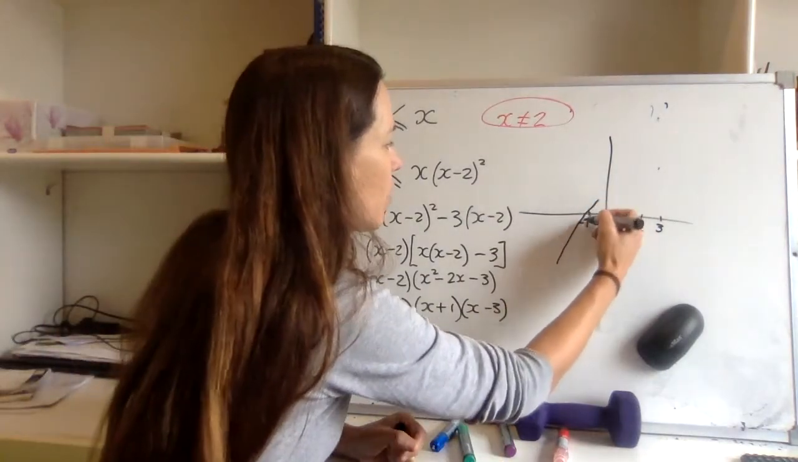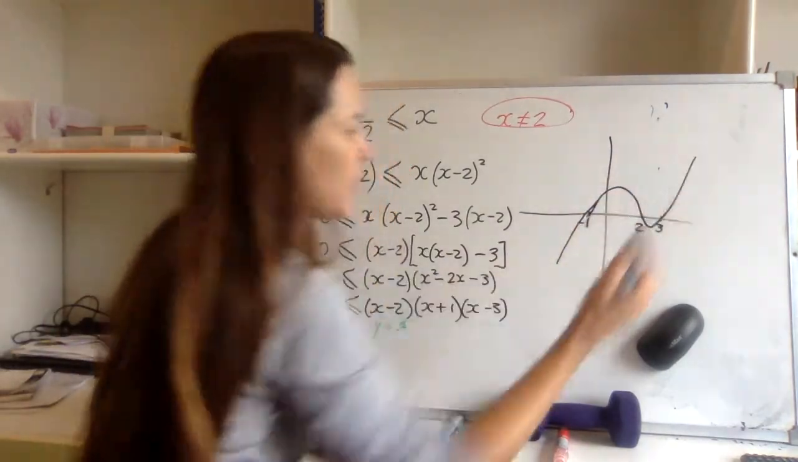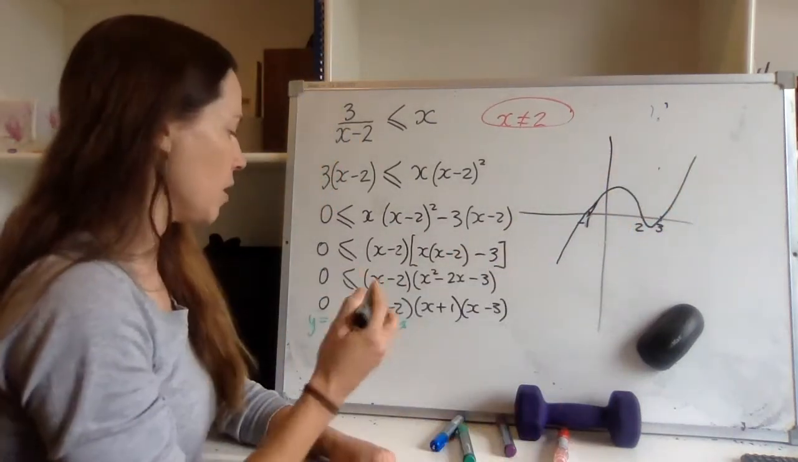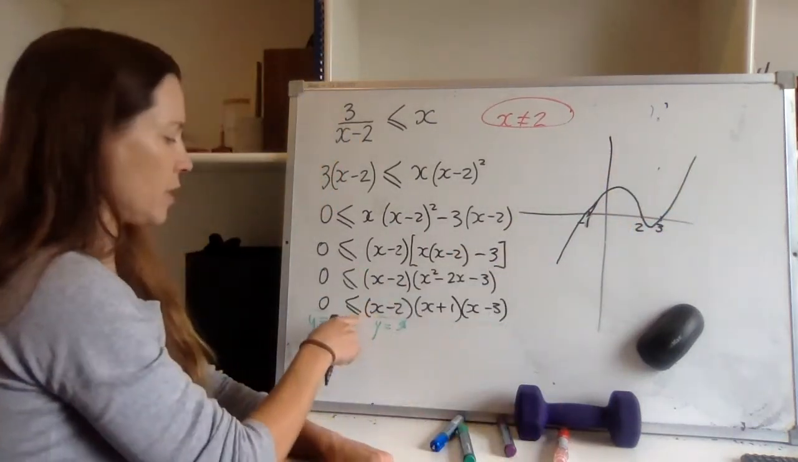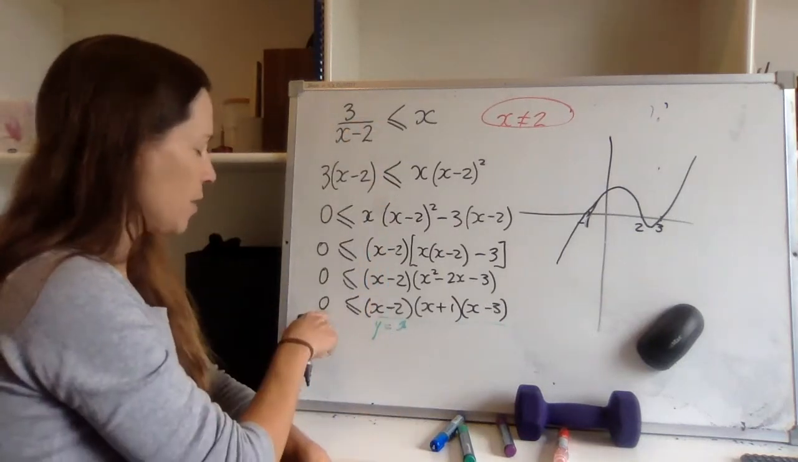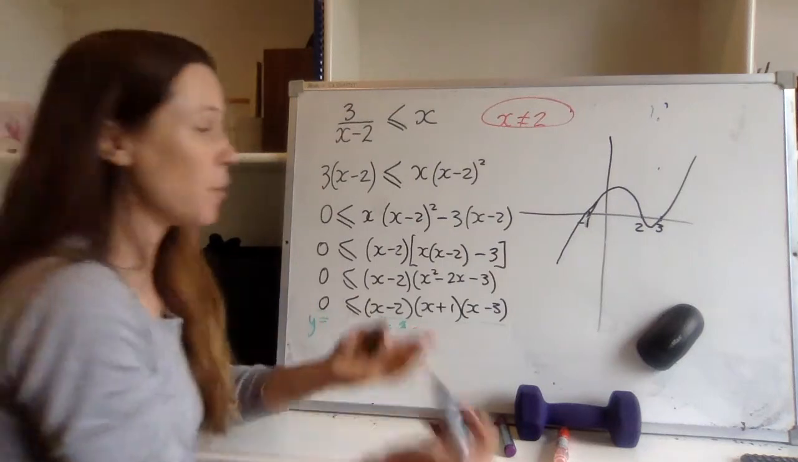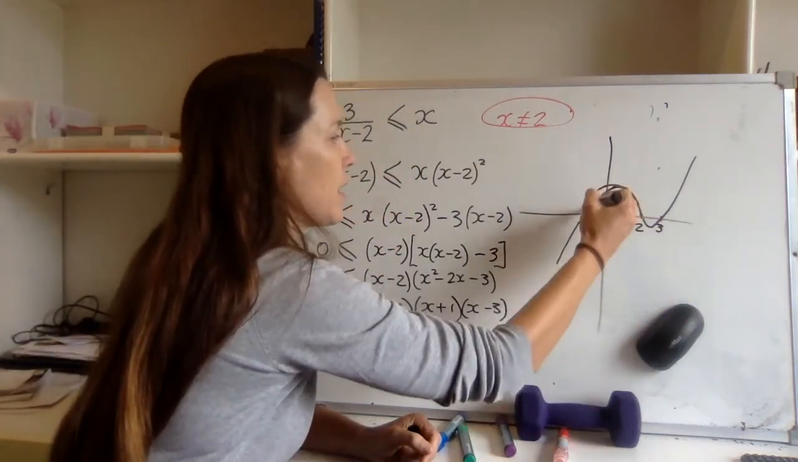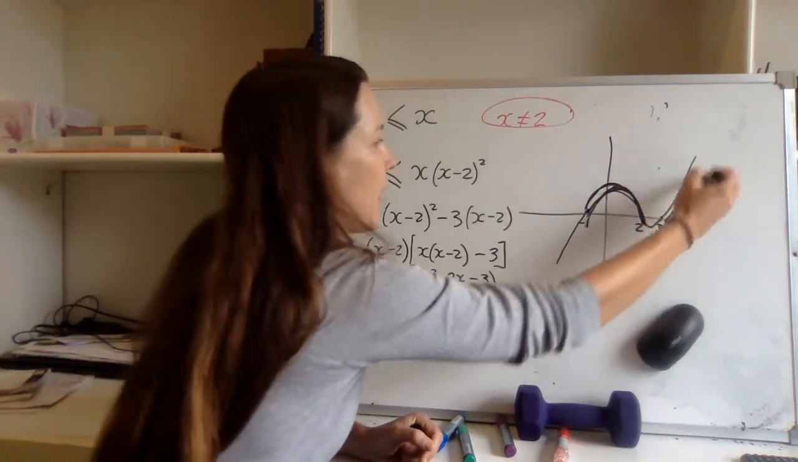So then I can just rough in a basic cubic curve that goes from low to high and goes through those 3 points. Now I'm looking for where my cubic curve is above, or sitting higher than, or has a greater value than the line y equals 0. And the line y equals 0 is just the x-axis. So I can see that it's above the x-axis here in these values of x and up here.